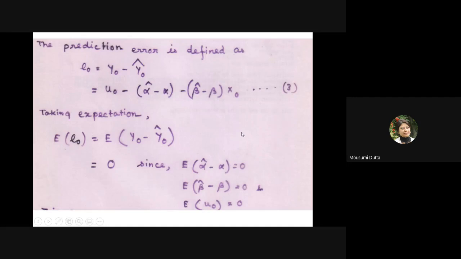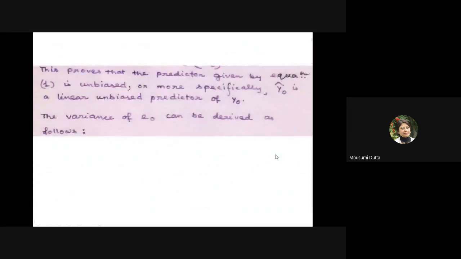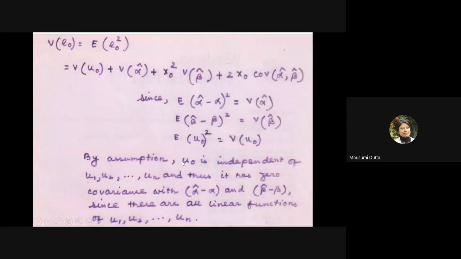One point I should mention here: all this prediction and forecasting is post-regression analysis. So we have alpha hat and beta hat in our hand. Otherwise, you may ask where we are getting alpha hat and beta hat from. The regression analysis is already in our hand. This proves that the prediction given by equation 1 is unbiased, or more specifically, y naught hat is a linear unbiased predictor of y naught.